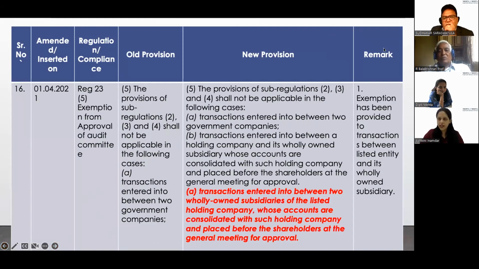So transactions entered into between two government companies, transactions entered into between a holding company and its wholly owned subsidiary whose accounts are consolidated with such holding company, then transactions entered between two wholly owned subsidiaries. The transactions entered into between two wholly owned subsidiaries is the latest amendment.